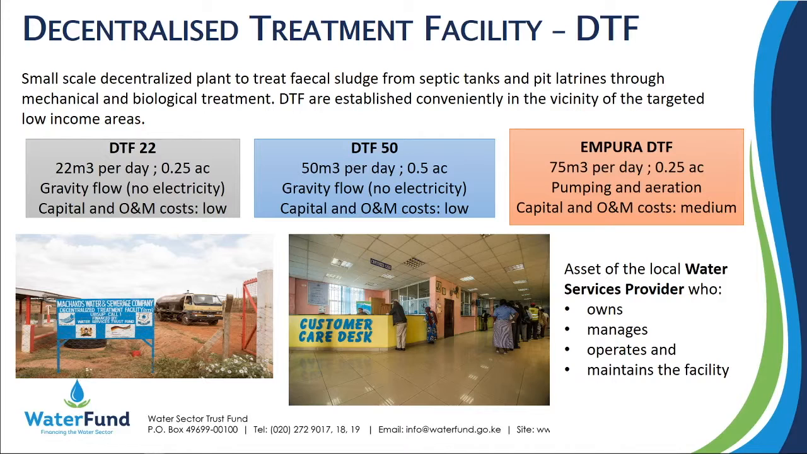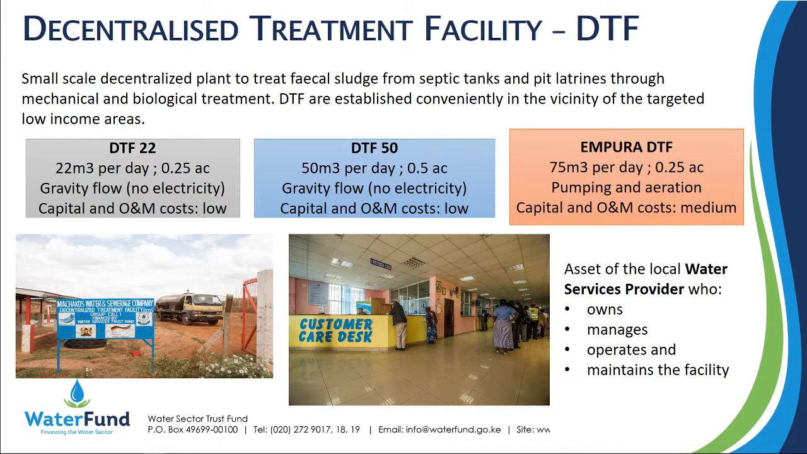Currently, we have 3 types of decentralized treatment facilities that we are doing. The first one is DTF 22. We call it DTF 22 because it treats 22 cubic meters per day. Among its features, it occupies a small part of land, about a quarter of an acre. It also flows through gravity, so it does not require electricity to run.